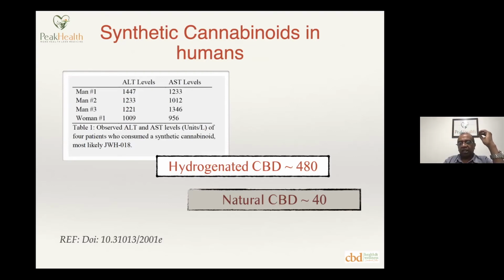So you could see natural CBD had ALT, AST levels of about 40. The hydrogenated CBD, which did not cause that sort of drastic change in somebody's personality, had 480, versus JWH, which is this going-crazy synthetic cannabinoid, knocked your ALT to very dangerous levels, 1,400, 1,200, very, very high. And in some cases, this actually caused permanent liver damage also.